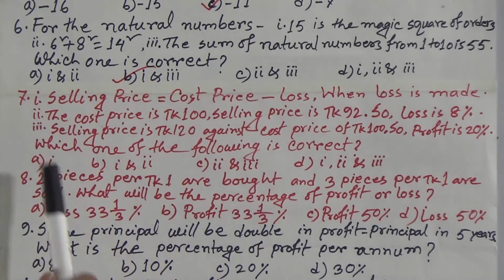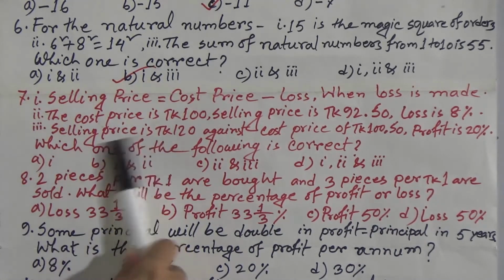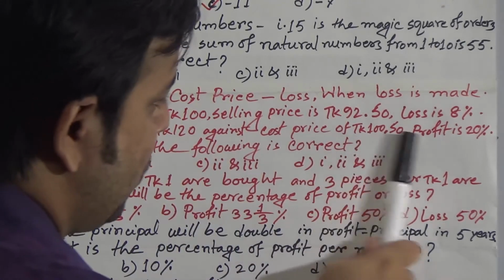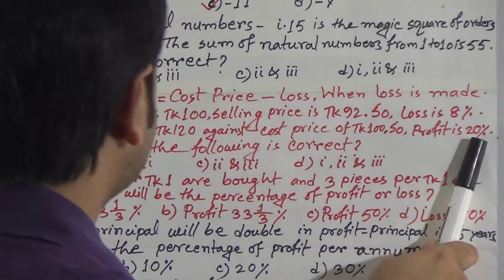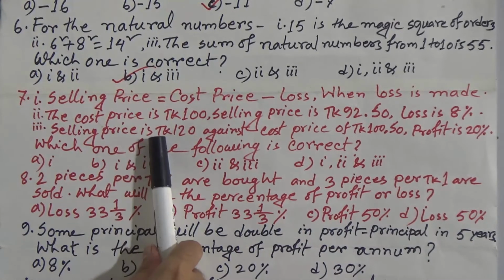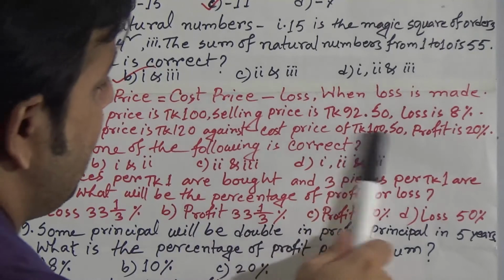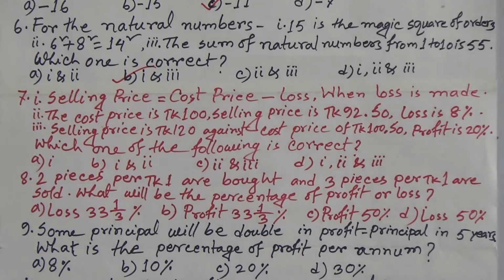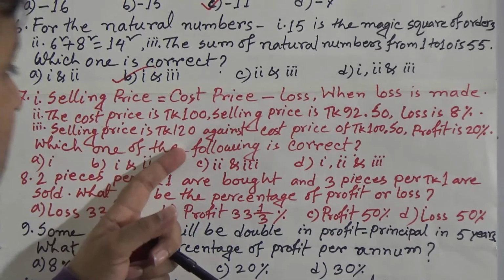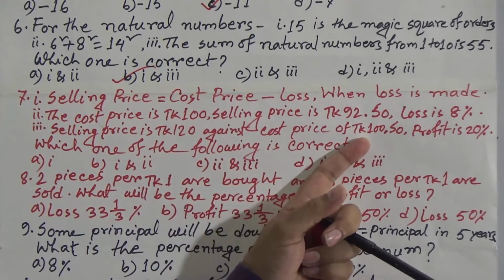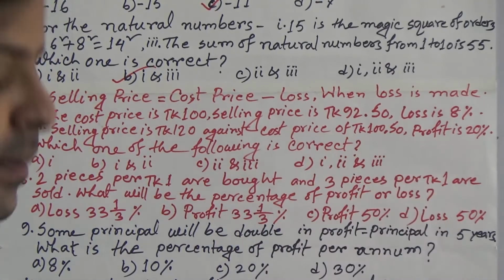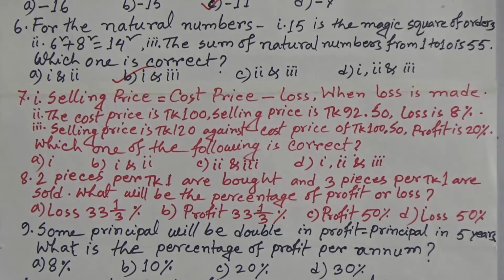First one and second one is true. Now check third one. Selling price is taka 120 against the cost price of taka 100. So profit is 20%, as selling price is 120 and cost price is 100. If we subtract, we will get the profit, that is 20 taka, and 20 taka is the profit for the cost price 100 taka. So this is also 20% profit. So this is also true. It means that 1, 2, 3 all are correct here.